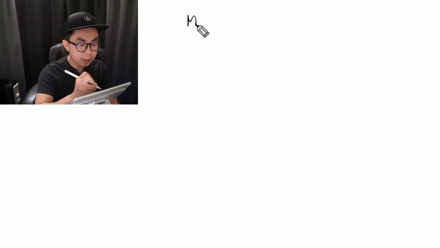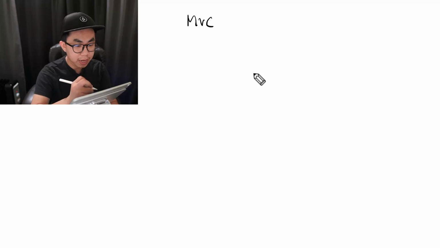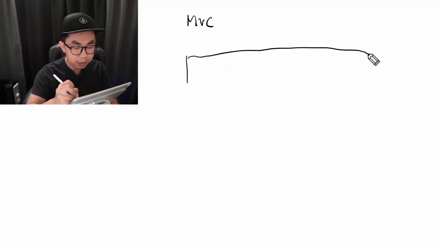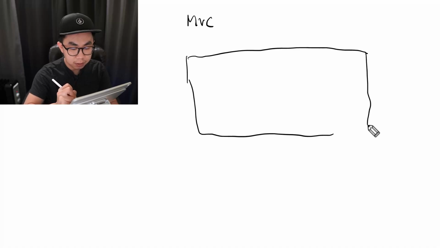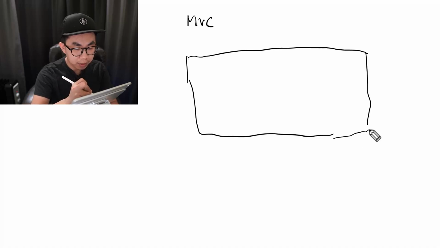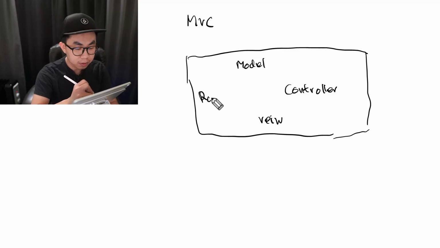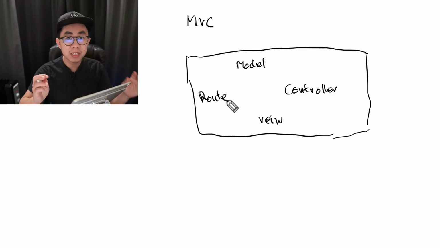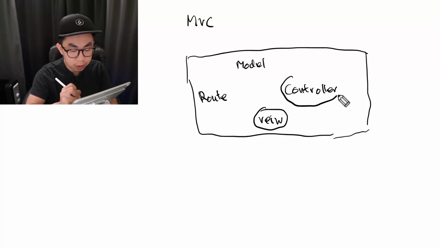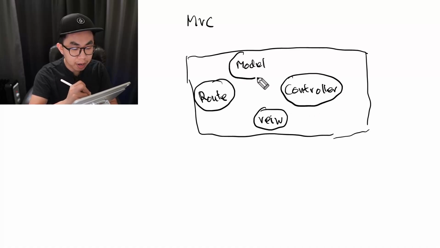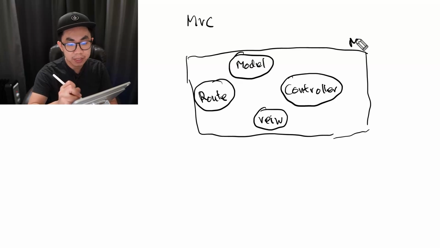So MVC, for example, this is our application, right? We have model, we have controller, we have view, and we have route. So this is the important thing in MVC architecture: view, controller, route, and model. So this is our MVC application, right?